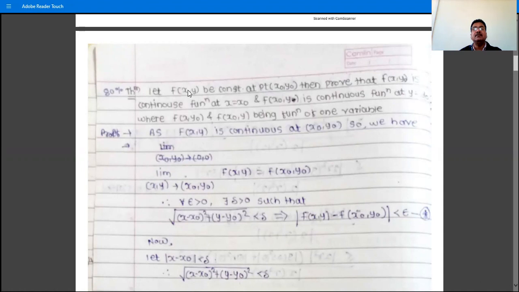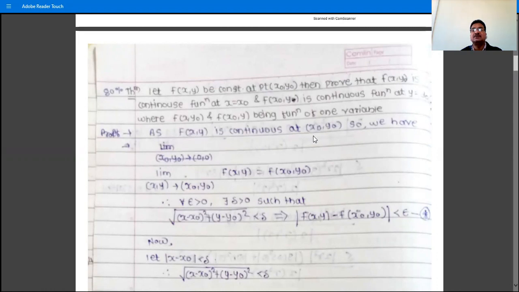And what is given? The function f(x,y) is continuous at (x naught, y naught). And what we have to show? We have to prove that f(x, y naught) is continuous at x equal to x naught, and f(x naught, y) is continuous at y equal to y naught. So what is given? We write first the meaning of the given.